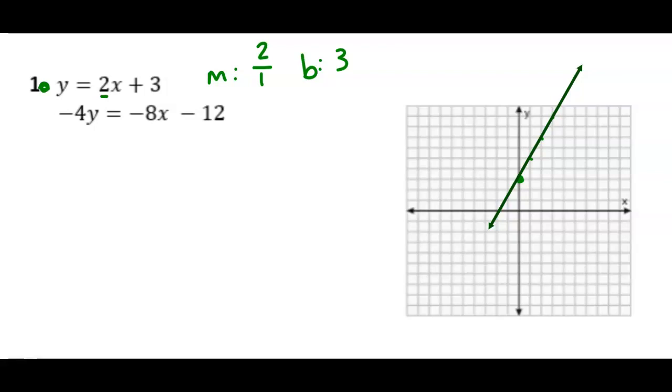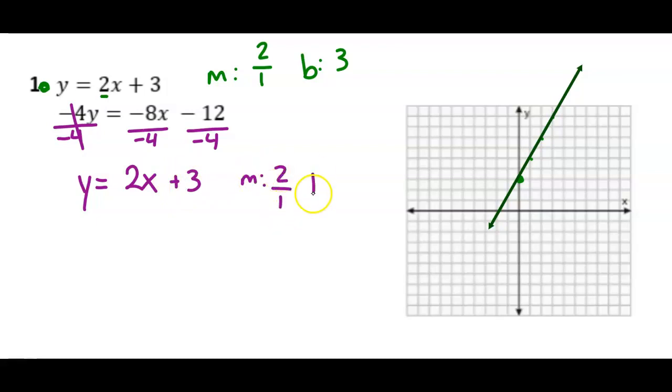What did we do yesterday? We got rid of that -4. Get rid of it on all 3 pieces. Make sure you take the negative with it. That's going to cancel. I'm going to have y equals over here. -8 divided by -4. What is it? It's +2 x. Bring that down. -12 divided by -4 is going to be +3. Oh, look at that. My M is 2/1. My B is 3. My lines are the same.